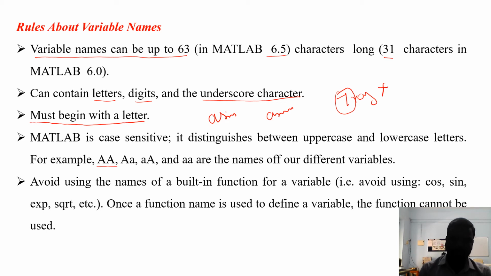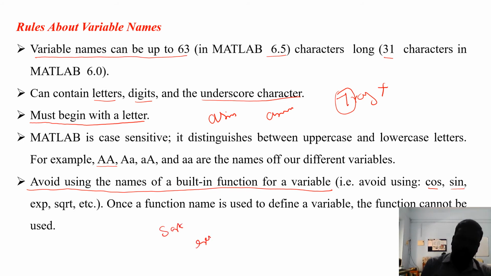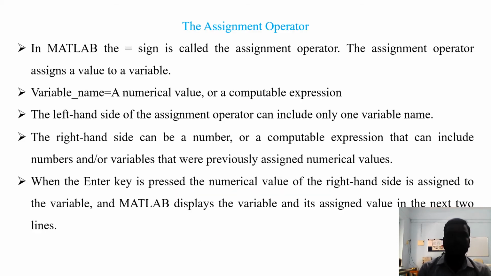And the most important thing: avoid using the name of a built-in function for a variable. We already know what the built-in functions are from the last video, so you should avoid these in variable names. For example, cos, sin, sqrt, exp, factorial, etc. These are built-in functions with certain names already assigned, so don't use them for variable names.